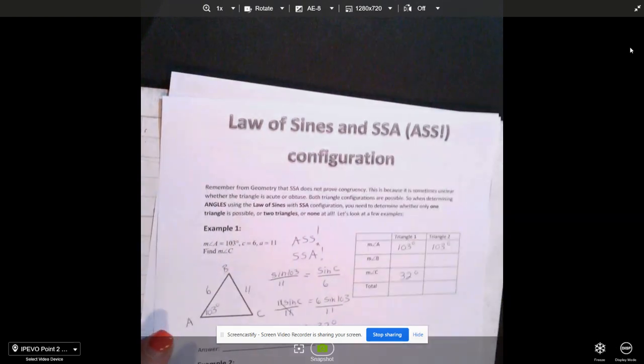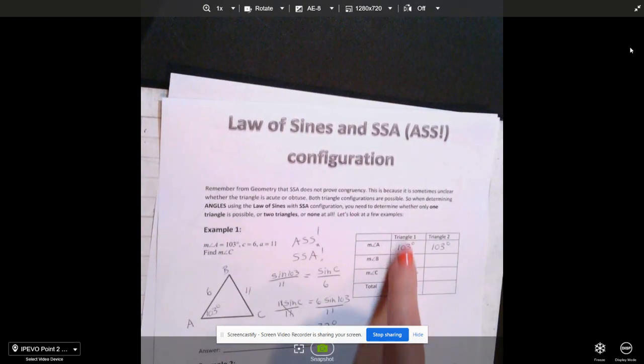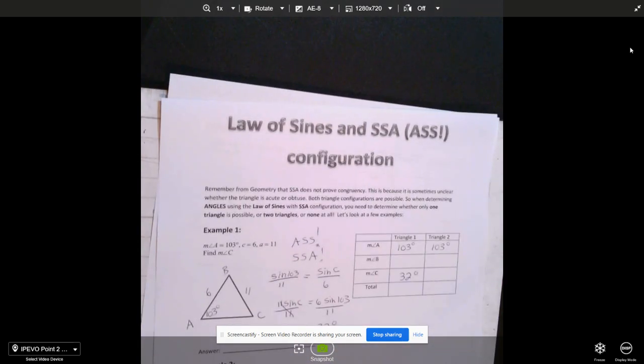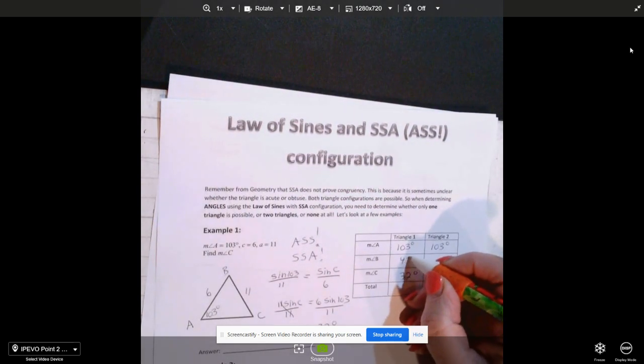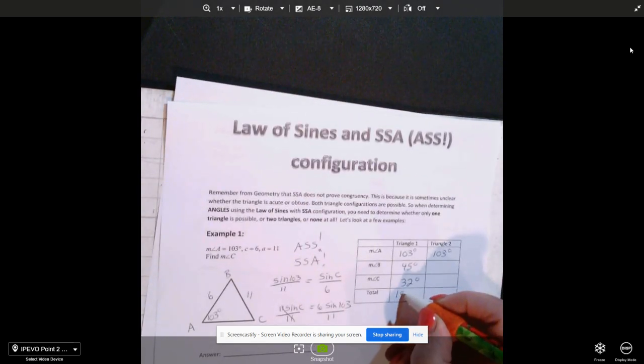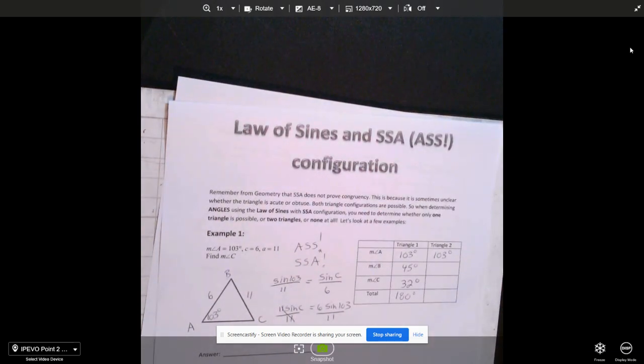So if this was my acute triangle, then I would have this configuration. Well, I know that a triangle has to equal 180 degrees. So if I go back and just take 180 minus 103 minus 32, I'll get that angle B would be 45 degrees. And that works out perfectly fine because it adds up to 180 degrees.